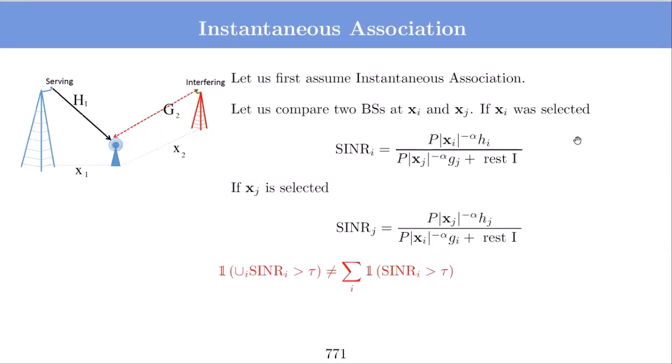This actually has a lot of impact on the association strategy. Let us first assume instantaneous association. Let us compare two base stations at xi and xj. If xi is selected, the SINR from that base station would be this. And if xj is selected, the SINR would be this.